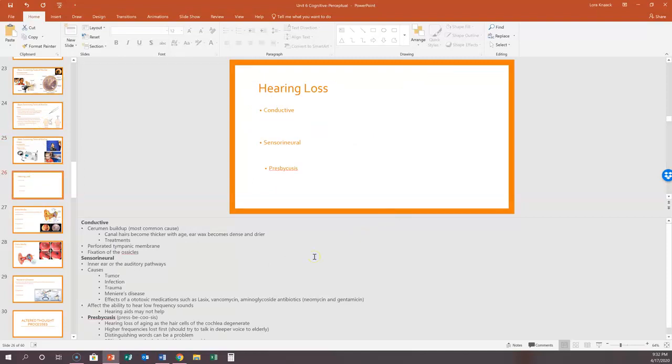Hearing loss. There's 3 different types of hearing loss, and I talked about these last semester as well. Conductive is usually due to cerumen buildup, and that's the most common cause. Those canal hairs become thicker with age, and earwax becomes denser and drier. So treatments, there's different drops that you can get over the counter that help loosen wax up. You can also use a liquid stool softener in the ear to help soften that wax up.